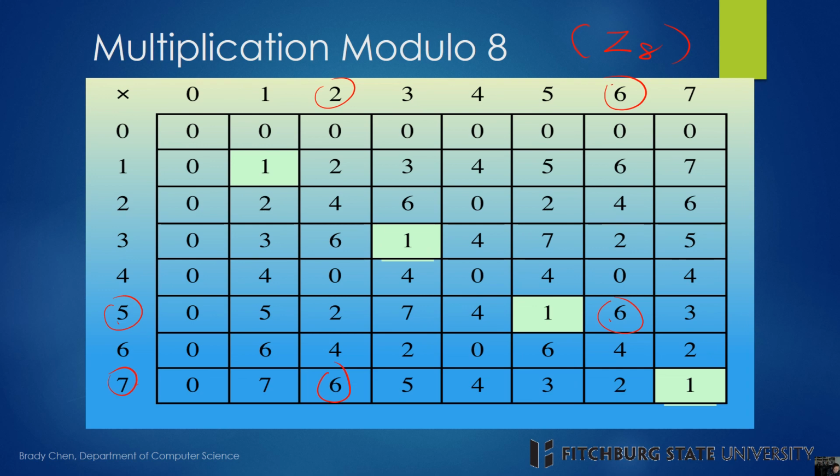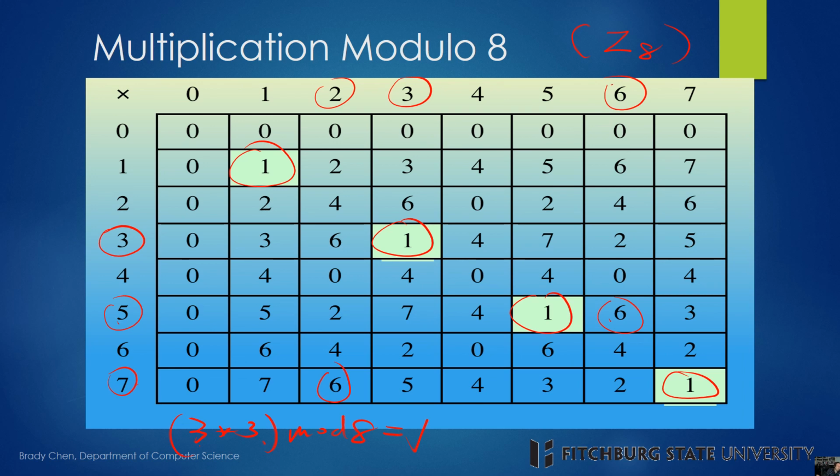Now again, in this case, we pay special attention to certain numbers. When we multiply these two numbers under modulo 8, the result is 1. We pick some of these. For example, 3 times 3. 3 times 3 modulo 8 is actually 9 modulo 8, which is 1. Now in this case, we call the multiplicative inverse of 3 is 3.